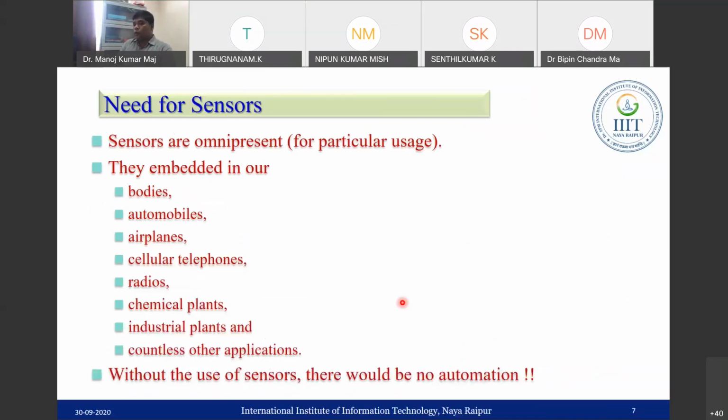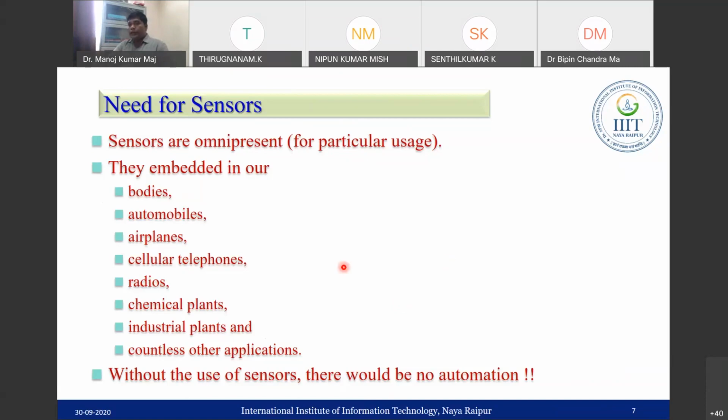now the need for sensors. What is the need for sensors? We all know that the sensor is a very important part of our daily life for today's electronics applications. First of all, sensors are omnipresent. Omnipresent means it can be used for a particular use. Suppose we are using a temperature sensor, it will be used only to detect temperature. If we have a sound sensor, it will only detect the sounds from the outside environment. So sensors will always be used in an omnipresent way.